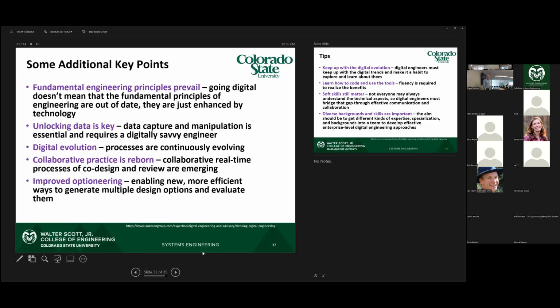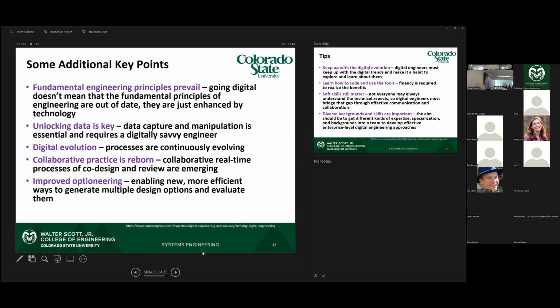Next slide, please. So some additional key points. Fundamental engineering principles still prevail. This is not saying go do something radically different necessarily, but rather digital engineering ideas are taking good, sound engineering judgment and enhancing it through these technology pathways, making the job easier, making standardization, reduce ideas.